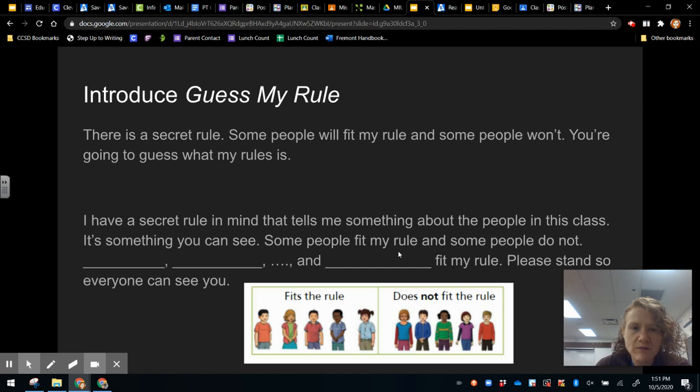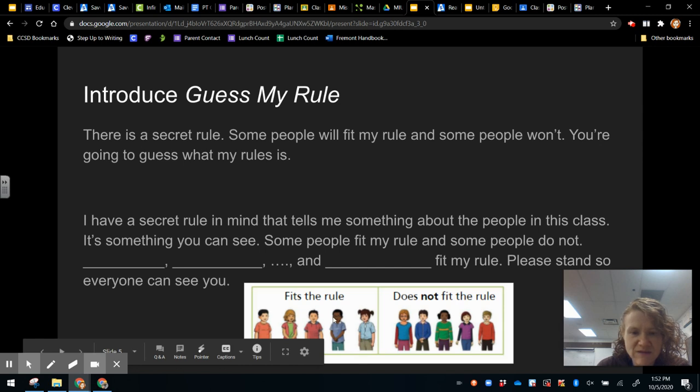Before we start that though, this kind of goes along with categories because this is guess my rule. There's a secret rule, and some of the people will fit my rule and some don't. If we look at this picture down here, these people on the left fit my rule. These people on the right do not fit my rule. Can you guess what the rule is? Look carefully at what the people are wearing. That's a hint.